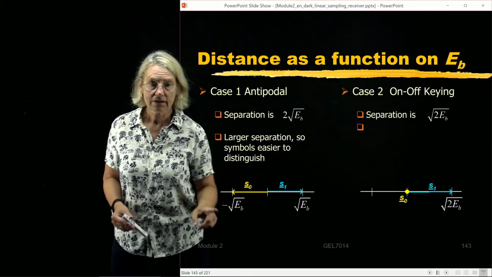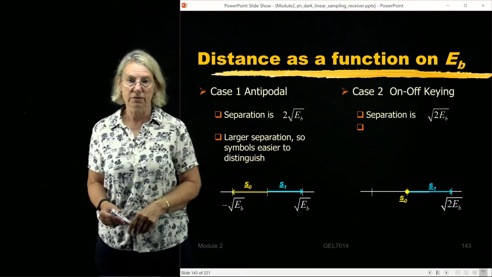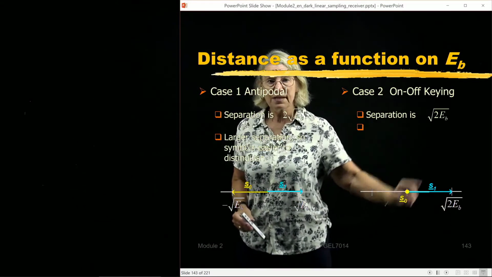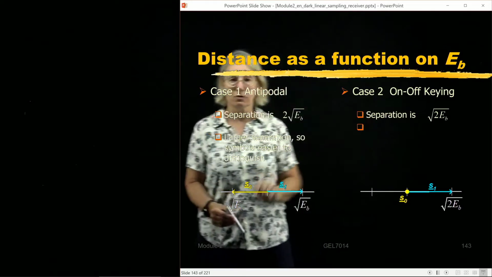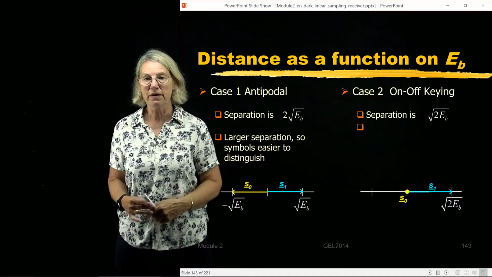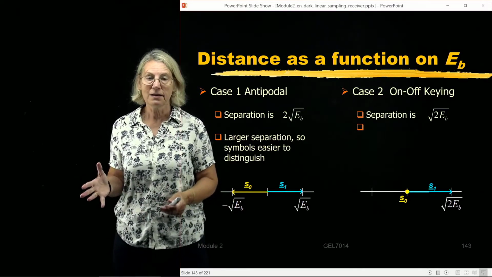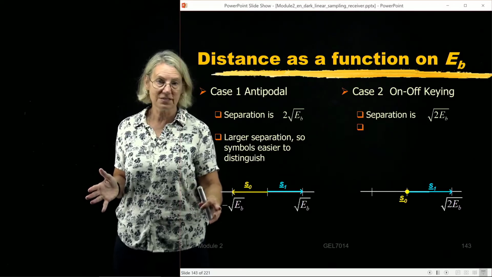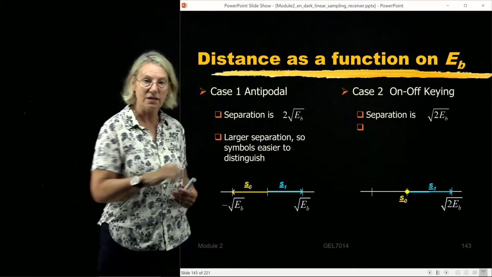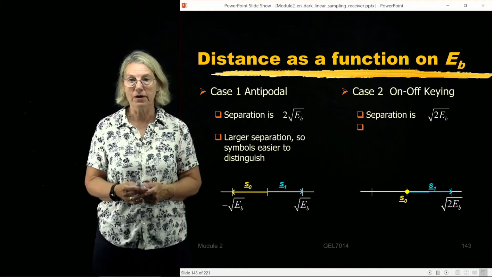I look here and say, well, the separation between these two symbols is 2 times the square root of EB. But if I look here, the separation between this symbol and this symbol is the square root of 2 times the square root of EB. So there's larger separation by a factor of the square root of 2 in this system. So just intuitively, by doing this renormalization to the average energy per bit, it becomes clear to me that the antipodal signaling should have better performance because the symbols are more separate.